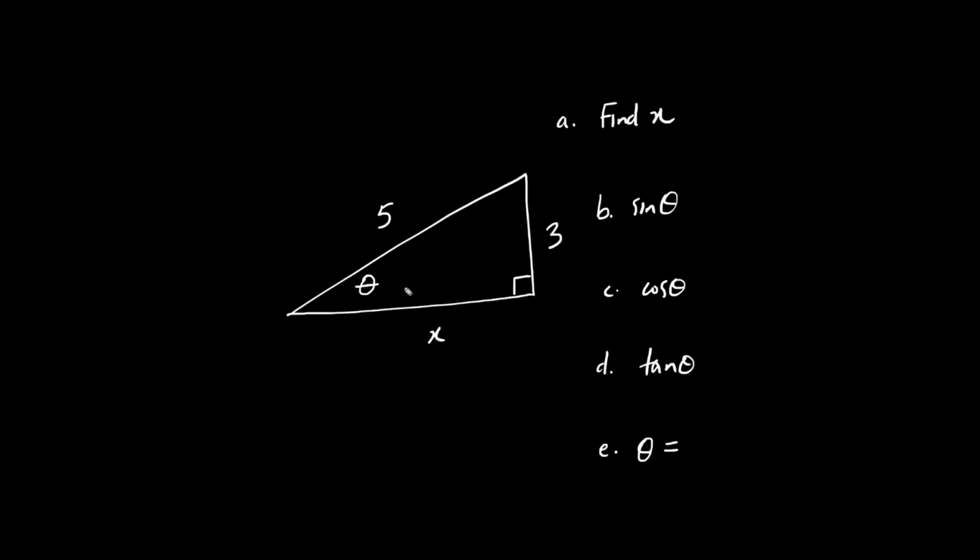We have this right triangle. This happens to be a 3, 4, 5 triangle. This is a Pythagorean triple. So x equals 4, just by memory.